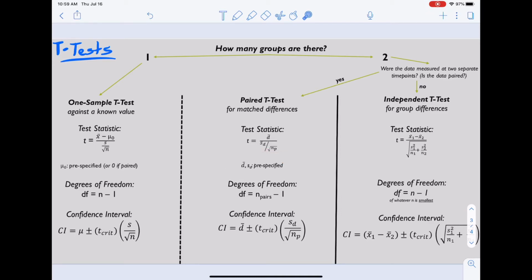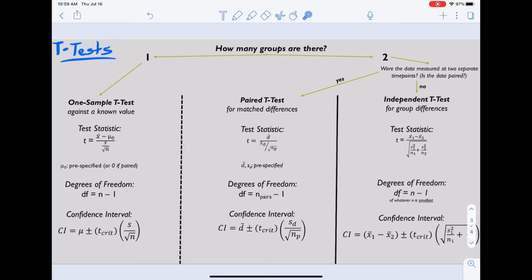Okay, degrees of freedom is just the number of pairs minus 1. So if you have, let's see, 10 people measured at 2 different points in time, there are 10 pairs. So that means that your degrees of freedom would be 9.